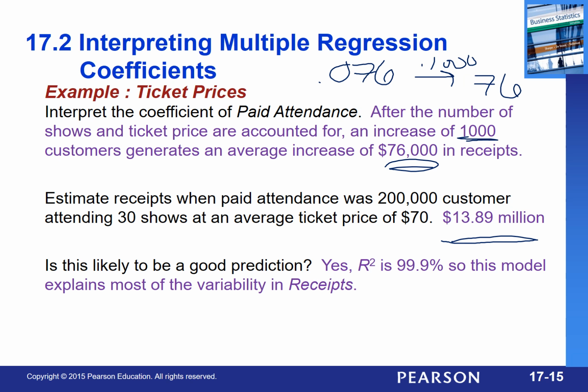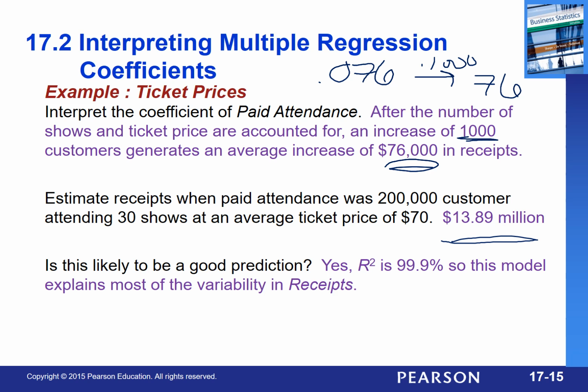So the interpretation for the coefficient of paid attendance is, well, with the number of shows and ticket price accounted for, increasing by 1,000 customers will give you an average increase of about $67,000. So there's a couple things going on here. If you remember, paid attendance was a decimal. Its slope was 0.076. So what I've done is I've just taken 1,000 of these instead. So if you multiply this by 1,000, you get 76, but remember our receipts are in thousands of dollars, so that's where I'm getting $76,000 from. I wrote 67 and said 76. Good job, teacher.